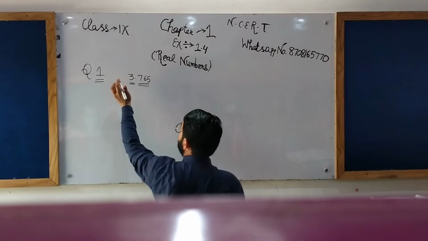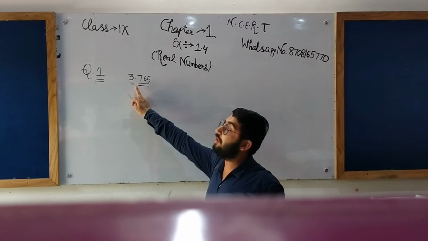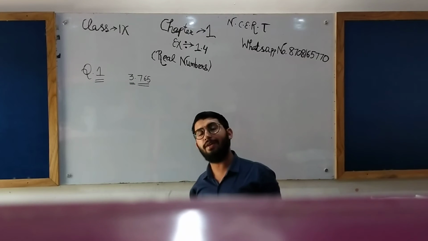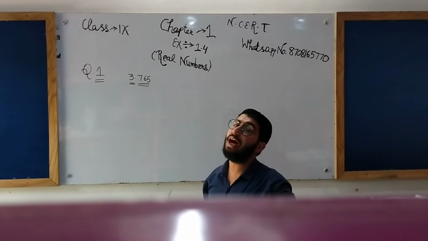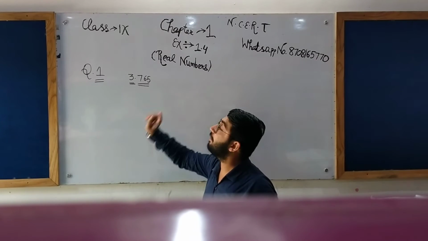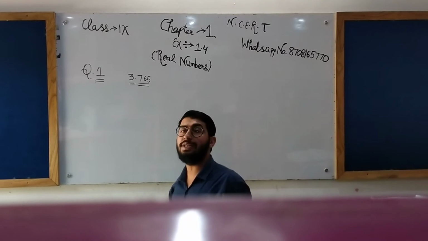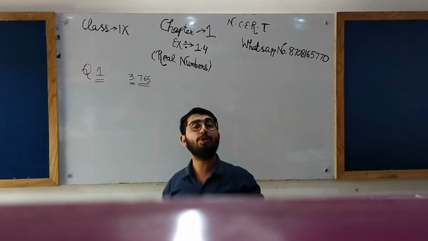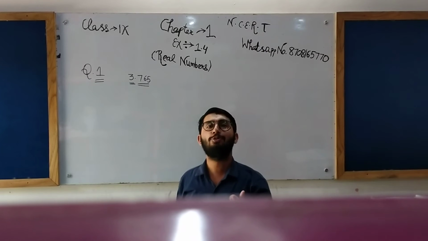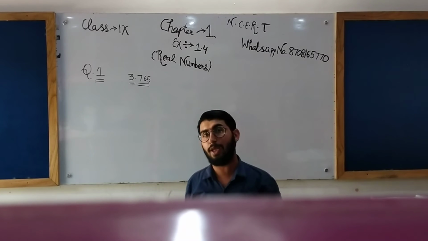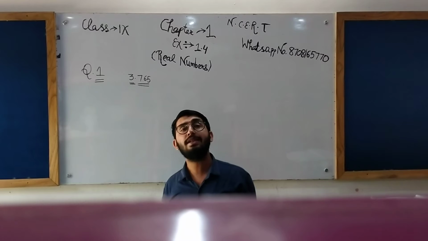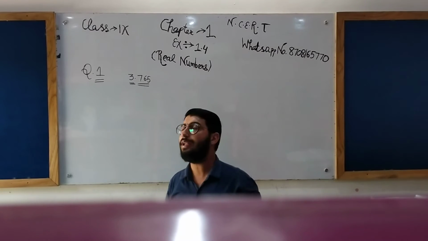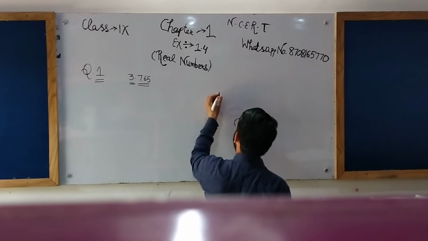We are going to note the solution. Here is the number 3.765. The very first digit is 3, and after the decimal 3 digits are there. It means this number is greater than 3 because there is something to the right of 3 after the decimal. So we can say that this number is greater than 3 but less than 4. First of all, draw a number line.